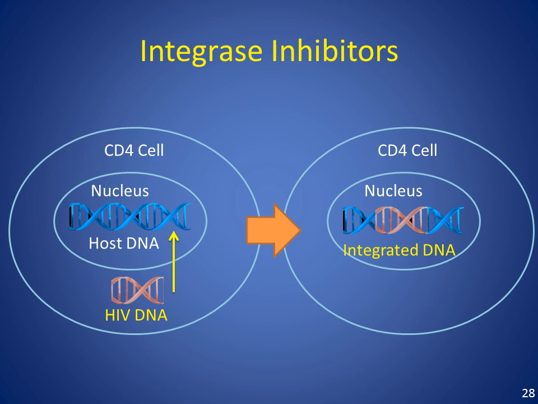And again, just for the visual learners, here's another picture that illustrates that process. We have the HIV DNA, and the integrase enzyme simply sticks that HIV DNA right into the middle of the host DNA. Then the CD4 cell, when making copies of its own DNA, also in the process makes copies of the HIV DNA.